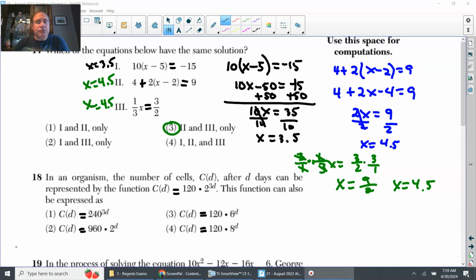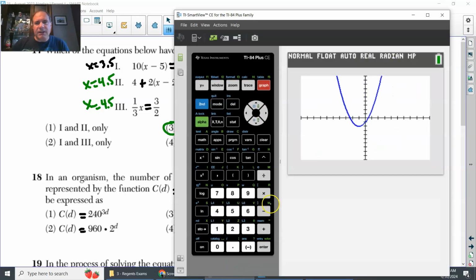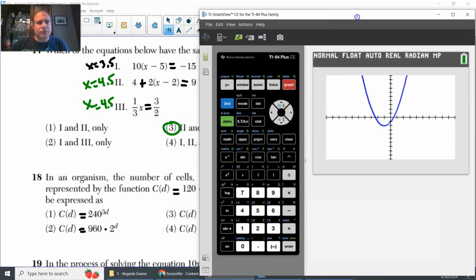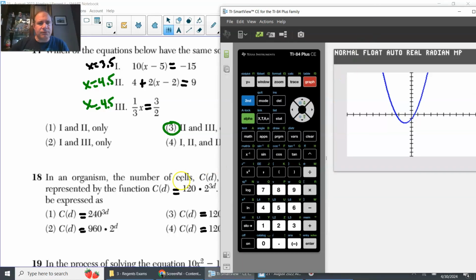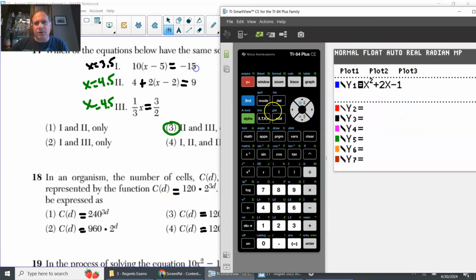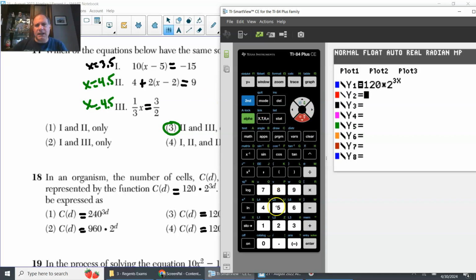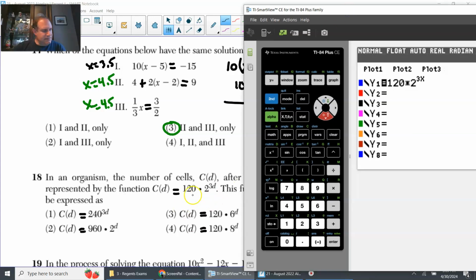Now, I am not kidding. If you don't use your calculator for this, that's nuts. Just go ahead, grab your calculator, and then we are talking about putting in that first, whatever they give you here as the y1. So I'm going to clear this out. I'm going to put 120 times 2 to the 3x, which is 3x. Right? And I'm going to go down, and I'm going to say, I'm not picking this one. I'm going to go to one of these right here.